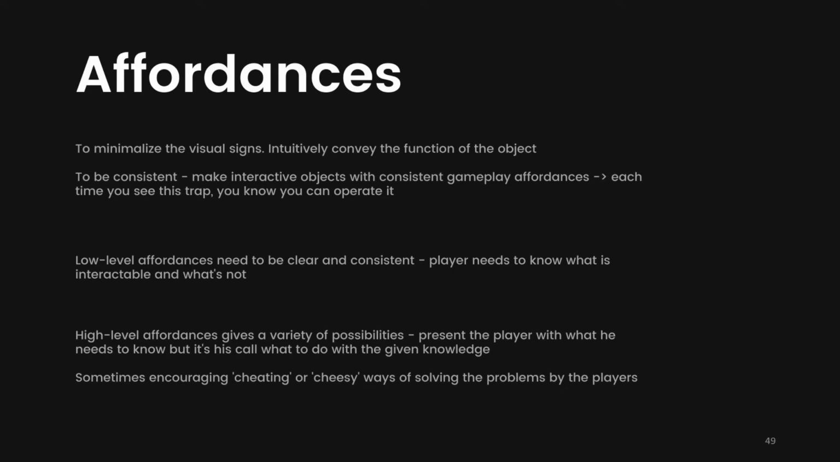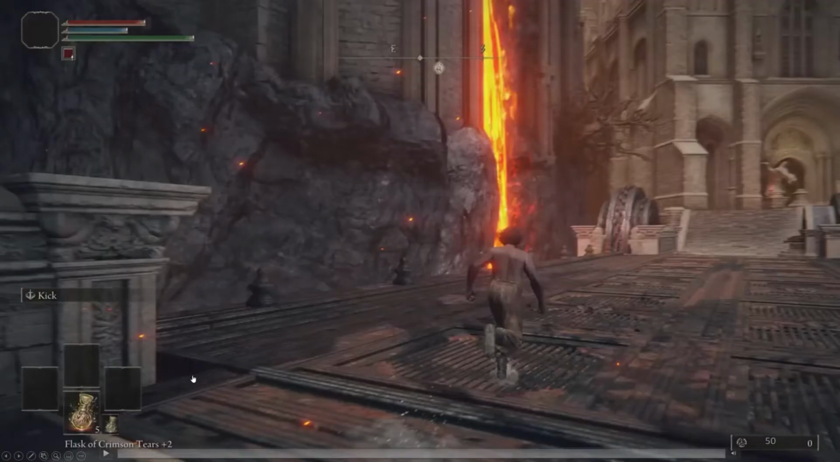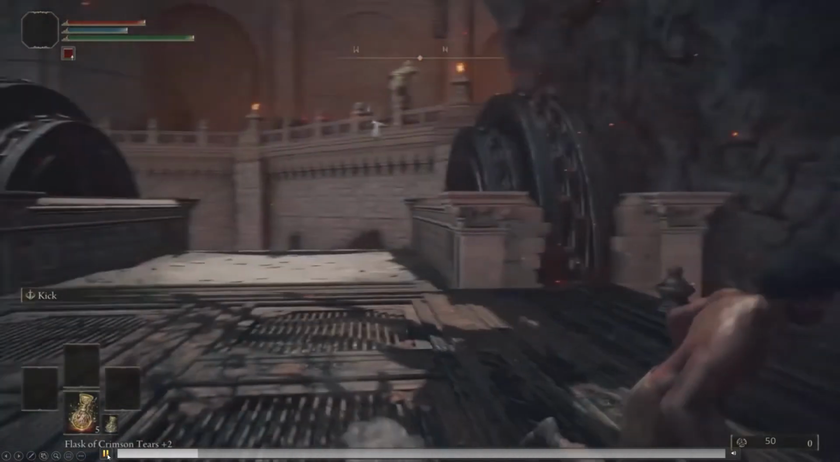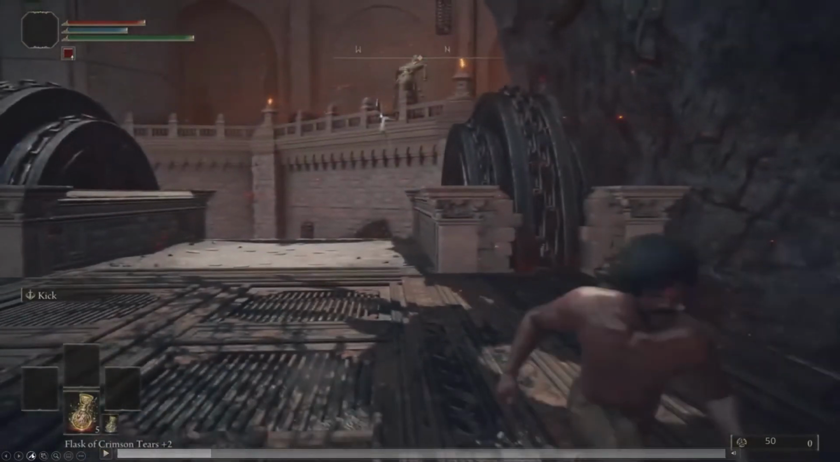And one of those examples is this affordance in one of the levels in Elden Ring. So, for example, we see that there is a very good prize here. It looks like it's very good because, first of all, it's protected by a very strong enemy here. Secondly, there is a gap here.